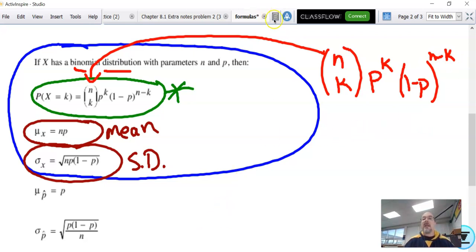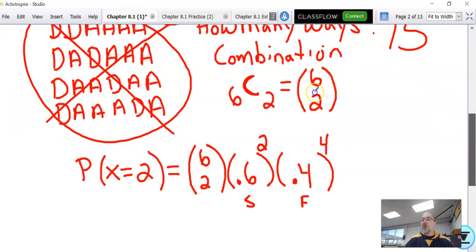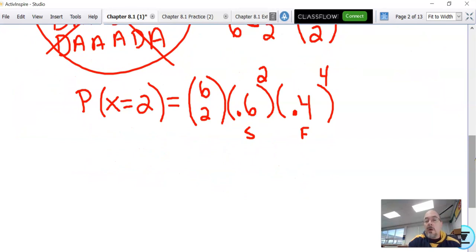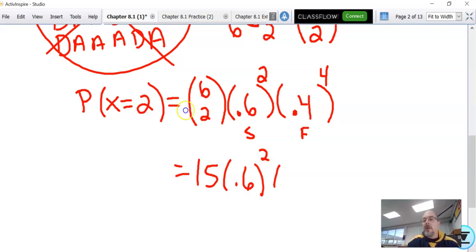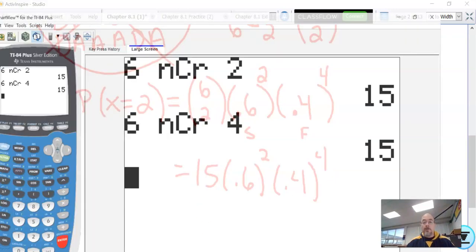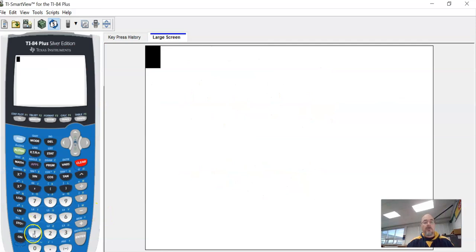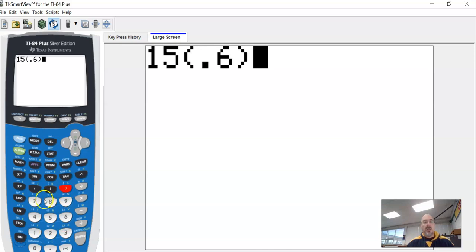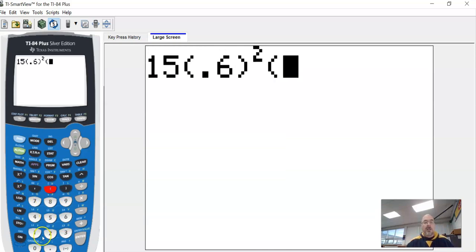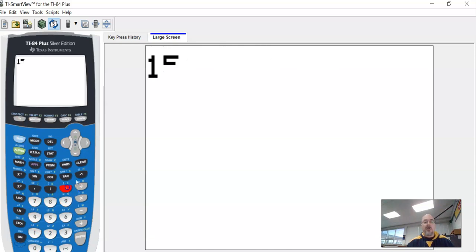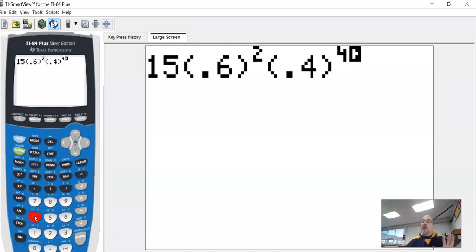All right, let's go back and set this up. We already figured out that the combination of 6 customers, 2 successful is 15. So 15 times 0.6 squared times 0.4 to the fourth. All right, it's calculator time now. So we're going to go 15 times 0.6, please use parentheses, squared, because that was 2 successes, times 0.4, the failure, to the fourth power. So here we go, folks.